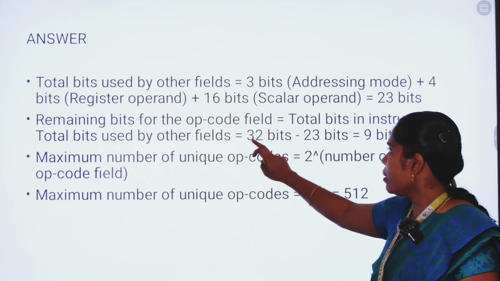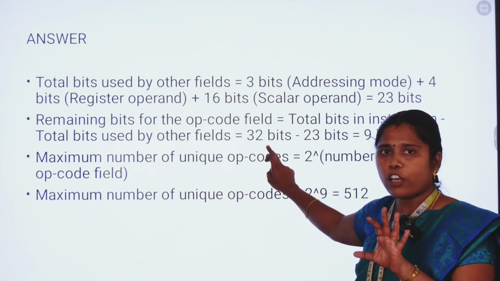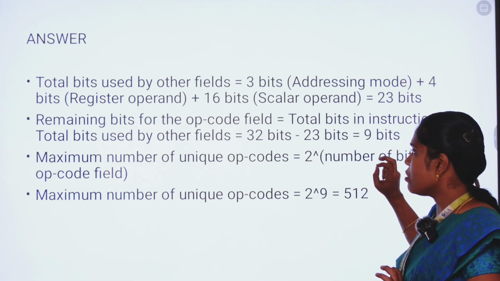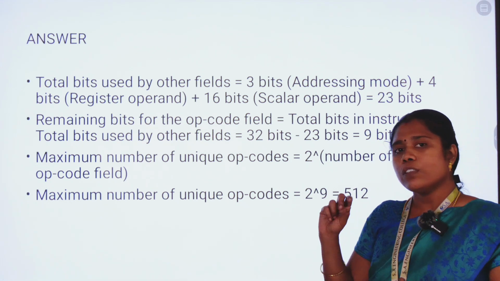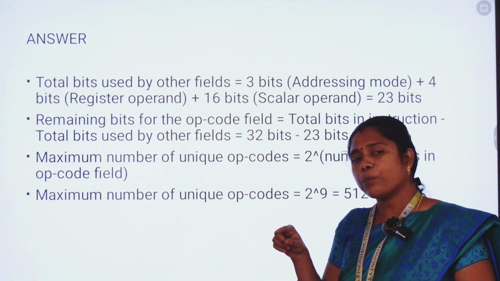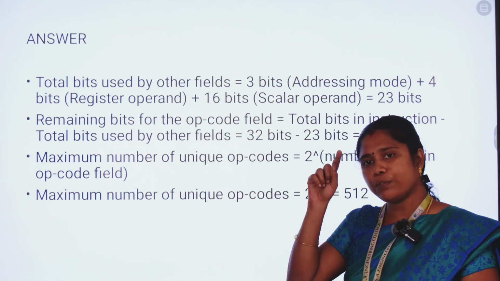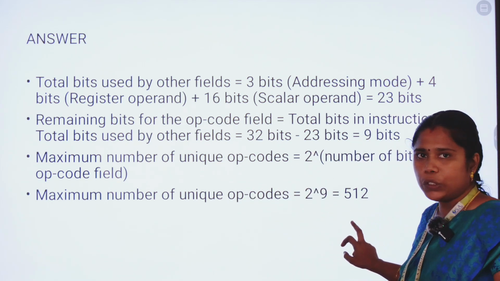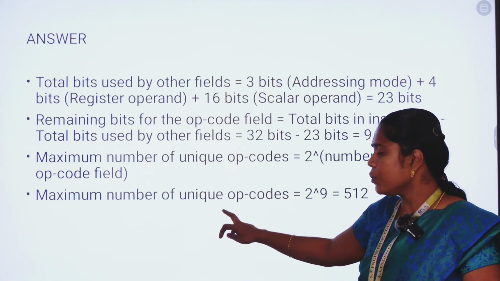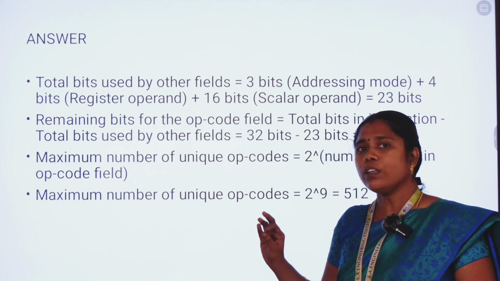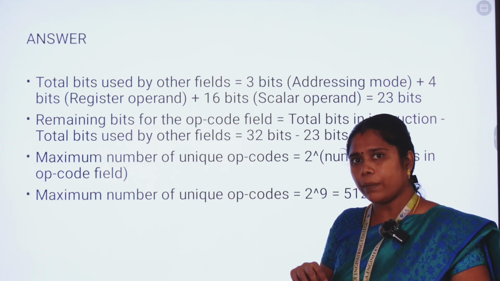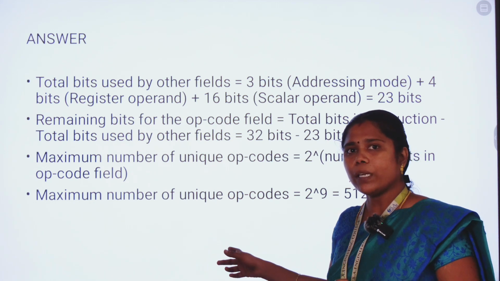The total number of bits in the instruction format is given as 32 bits. So 32 minus 23 gives you 9 bits. To find the maximum number of opcodes, we take the power of 2. So 2 power 9 gives the value 512. So we can form 512 unique opcodes. You have to check what the instruction format is, how many bits are used, and how many bits we can still use.